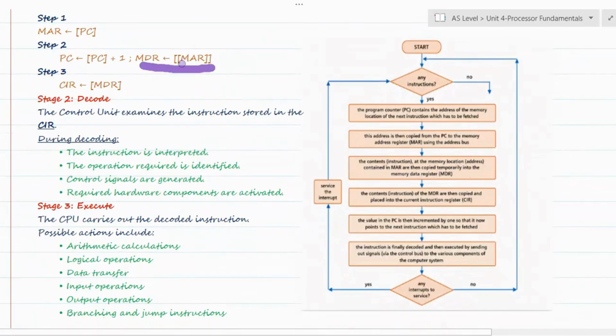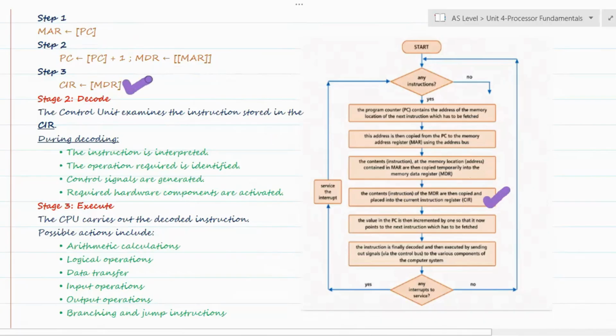Now, why are there double brackets? We will learn about this, and why there are single brackets. We will learn the difference in some time. As of now, you just understand whatever the steps involved are. Okay? And then the contents of the MDR are copied and placed into the current instruction register.